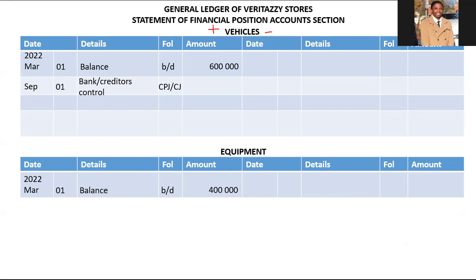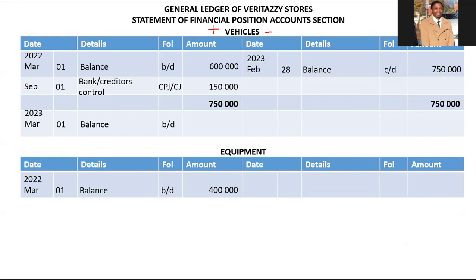It was purchased for 150,000, meaning that the cost price of our vehicles will no longer be 600,000. Instead, it will be 750,000. Because this is an asset, we have to balance it off by recording or calculating balance carried down, which will ultimately become balance brought down. So the cost price of vehicles when we start the 2024 financial year, the beginning of 2024, it'll be 750,000, and for equipment, it'll still be that 400,000.